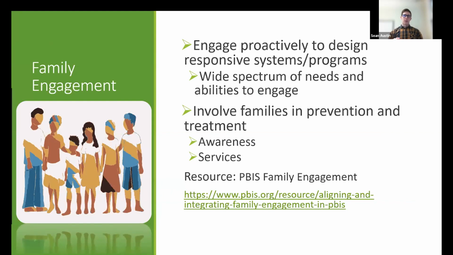So I would say one of the most clear aspects in the research for us as we were digging into this years ago is the influence that family members and parents can have on protecting their students against some of these risks associated with substance misuse. And so the recommendations that we have, being within the boundaries of school, are to engage proactively with families to design responsive programs, to design responsive systems.